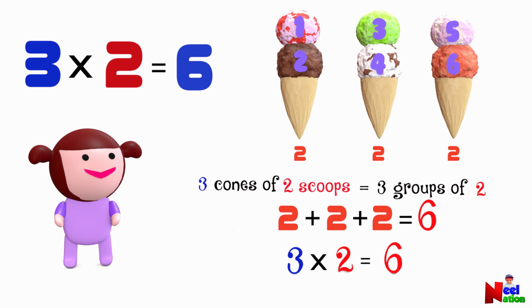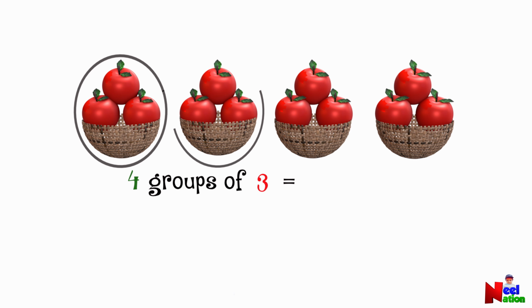Now let's go to the next example. We have 4 baskets and each basket has 3 apples. They look delicious. Can you tell me how many apples we have here in total? Here we have 4 baskets and each basket has 3 apples. That means there are 4 groups of 3.